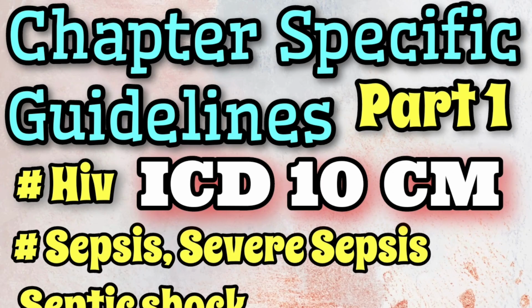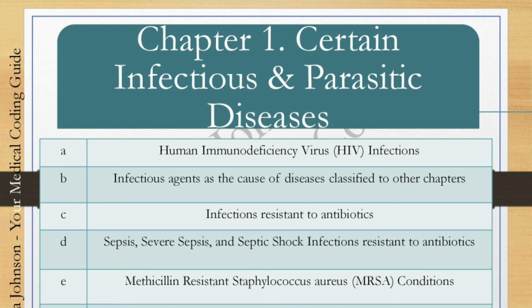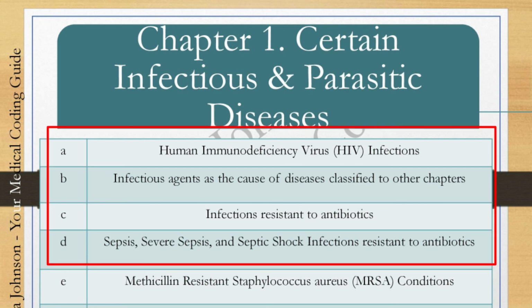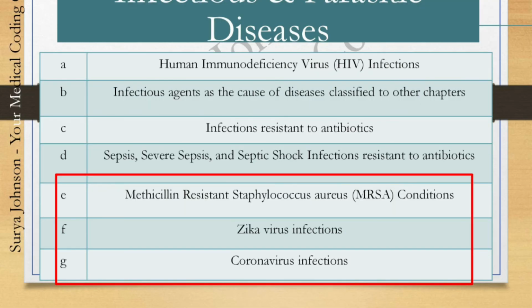So that's all for today's video. In this video, we covered the ICD-10-CM chapter specific guidelines. Under that, we saw chapter 1, certain infectious and parasitic diseases. Under that, we saw HIV infections, and the B and C are not of much significance. We saw the D, sepsis, severe sepsis and septic shock, and infections resistant to antibiotics. So majorly we focused on HIV infections and sepsis, severe sepsis and septic shock in today's video.